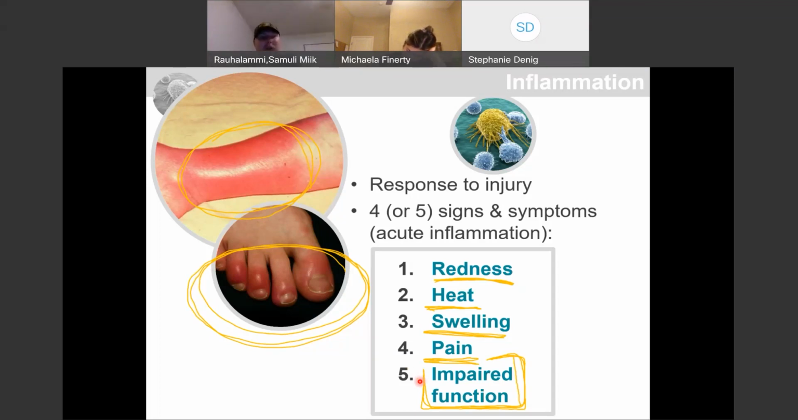But in addition as well, that site might not do its job as well as it normally would. So it kind of protects us also in that sense that, okay, it's not going to probably work really well and it's really sore. So let's protect us from actually using that part of it. So those are the 5 signs and symptoms of inflammation.